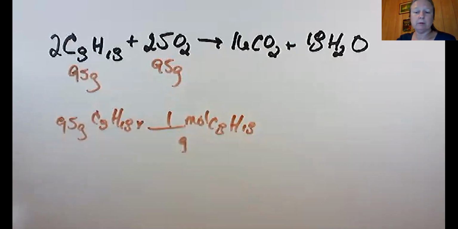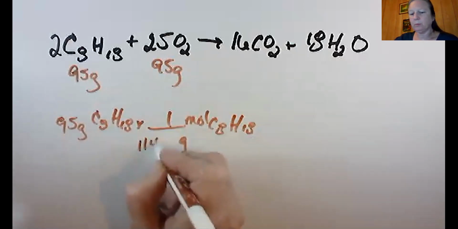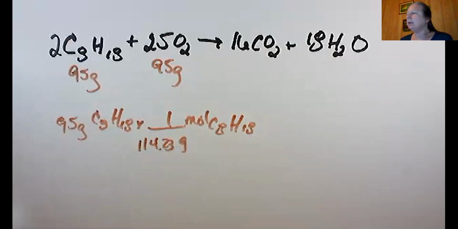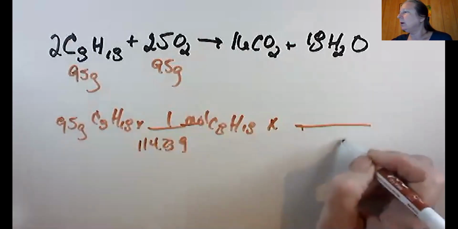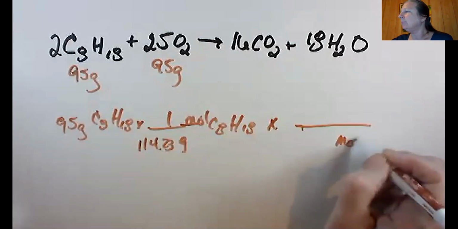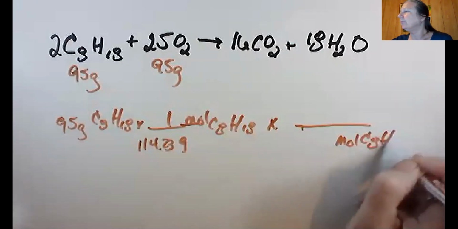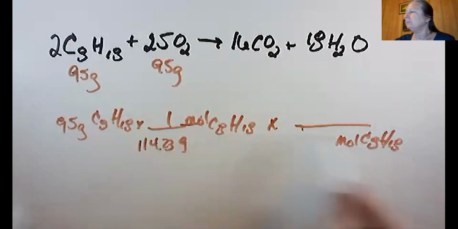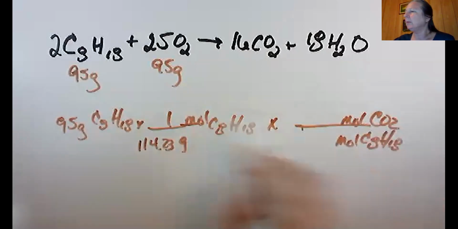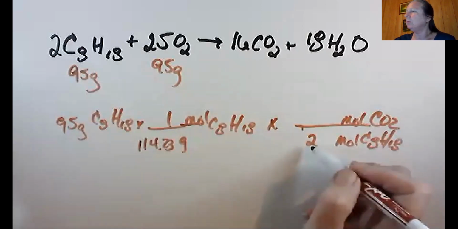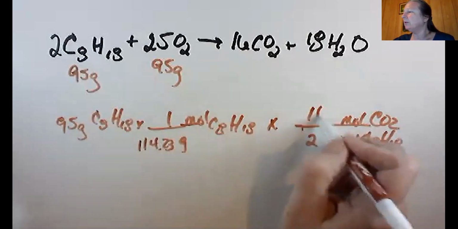And my notes. Okay, here we go. 114.23. Now, I'll go ahead and keep going because I'm going to pick carbon dioxide. For some reason, I always do to figure out my limiting. So it's 2 moles of octane and 16 of CO2.